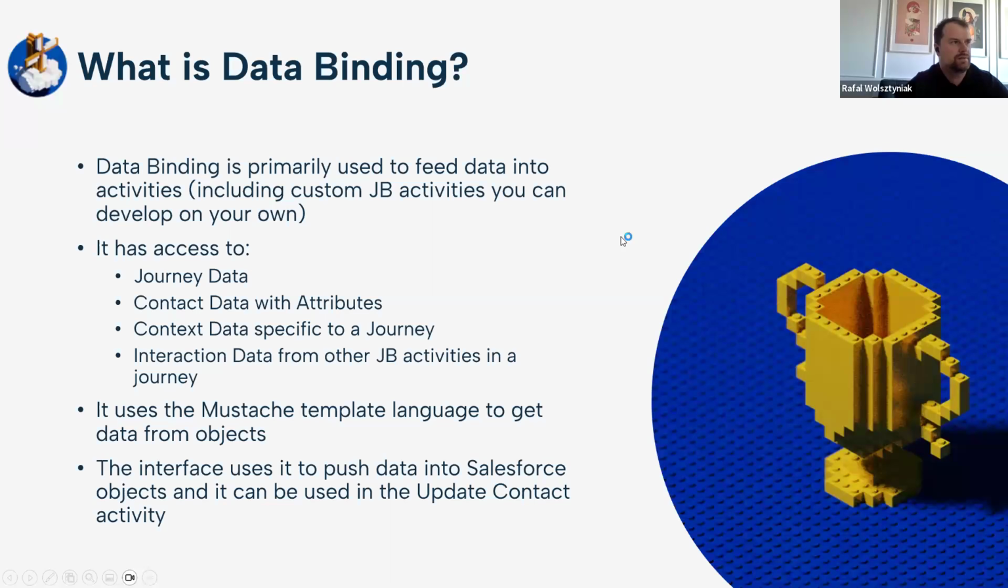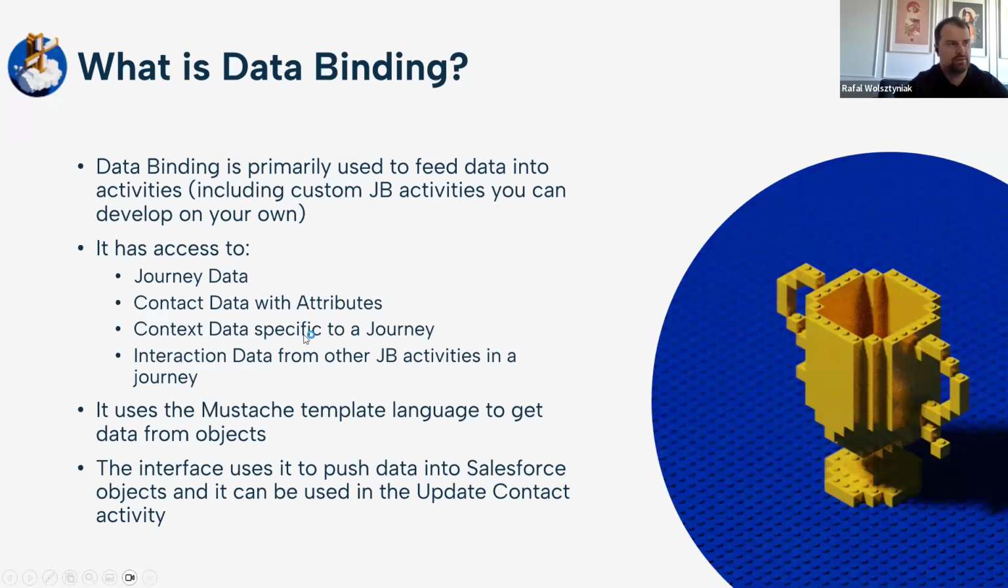So data binding is primarily used to feed data into activities. You saw the code of an API call returned, so that the contact key is supplied to be used. But it's also used by creators of custom journey builder activities that can bind entry data to their activities as well, which is very powerful. Data binding has access to journey data. There's contact data with attribute groups.